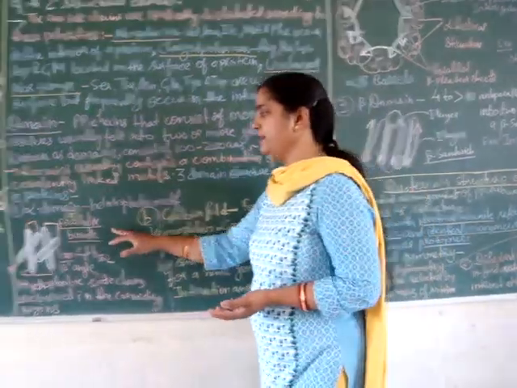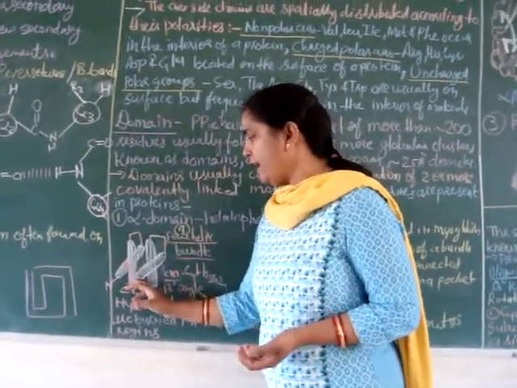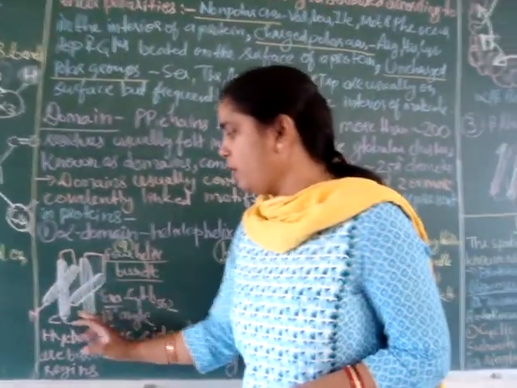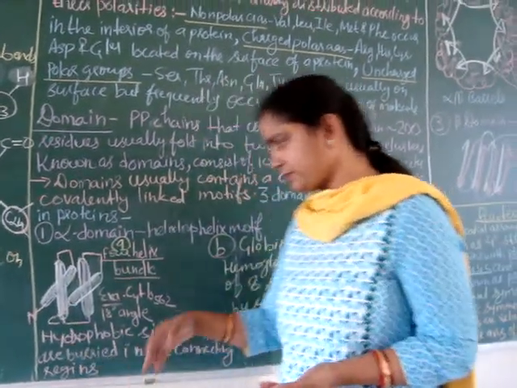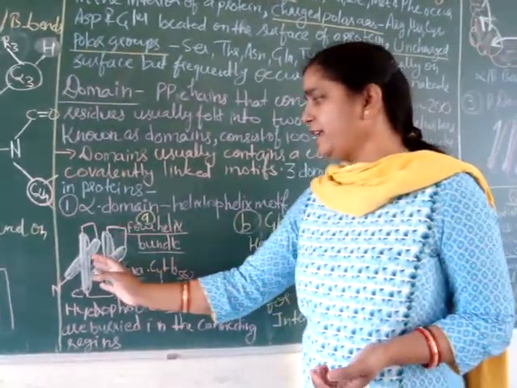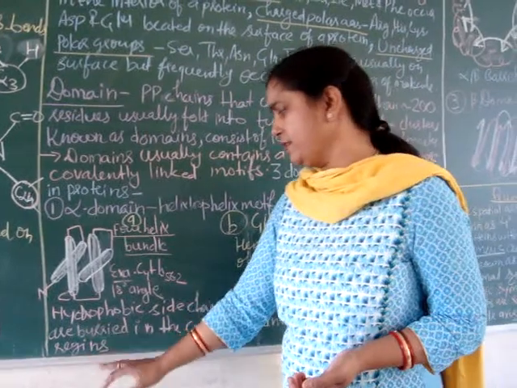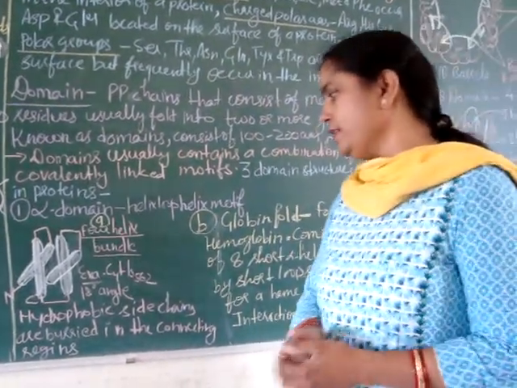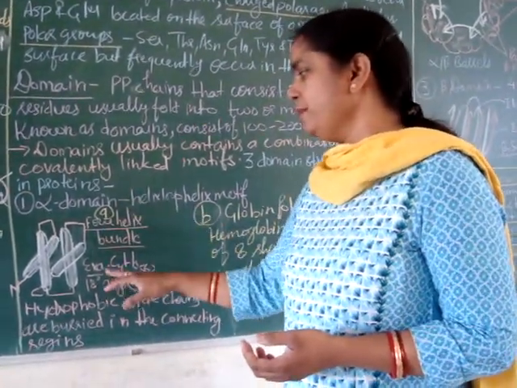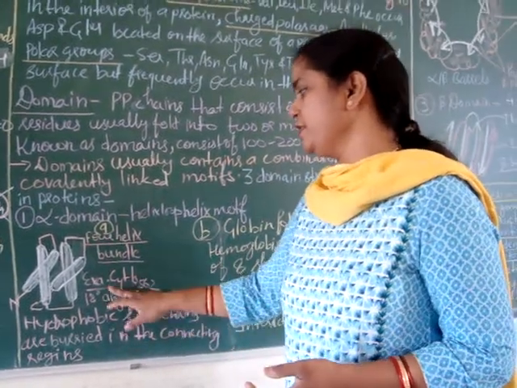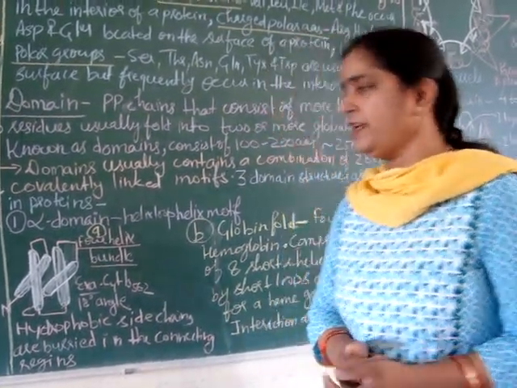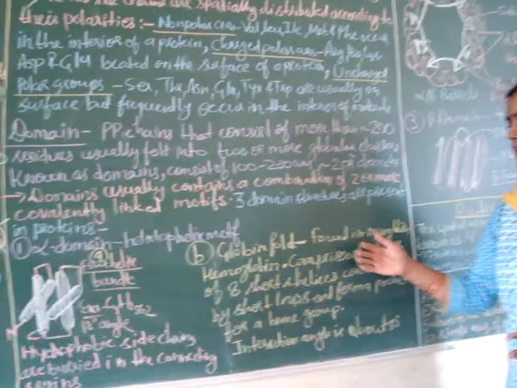In 4 helix bundle, you can see here 4 alpha helices are linked together by non-helical regions like this. And the interaction angle between alpha helices is around 18 degrees, and the example in which this 4 helix bundle is present is cytochrome B562. Then the next one is globin fold.